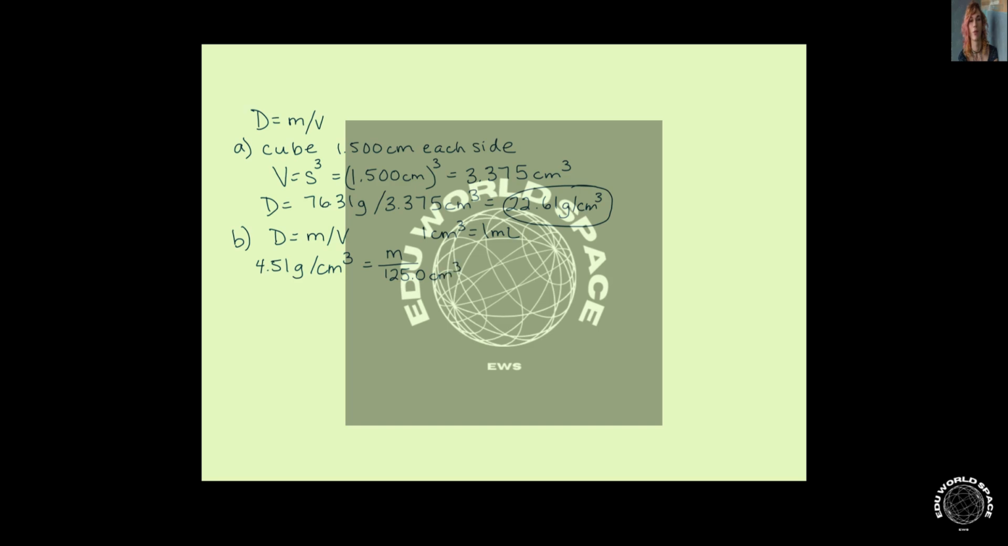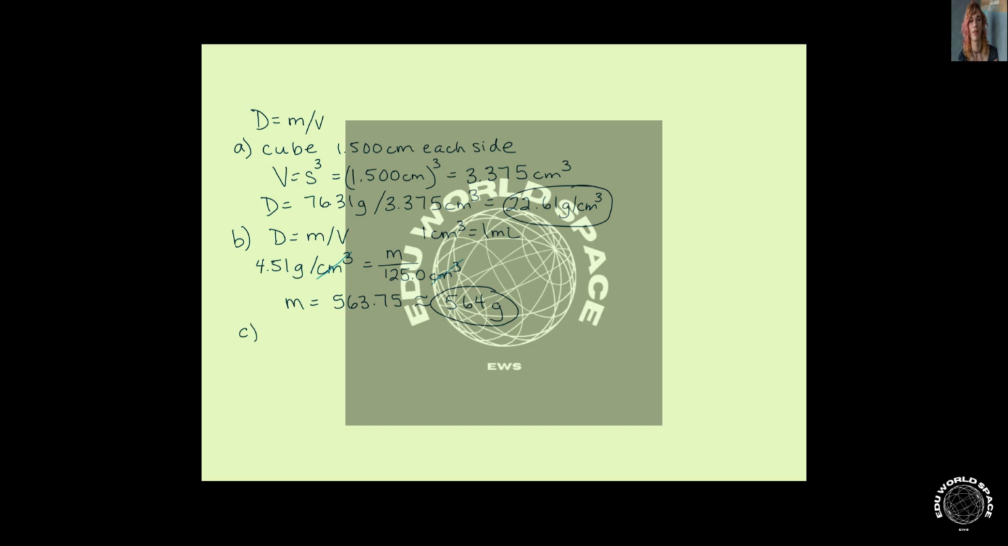We can cross multiply and solve for our mass, which is 563.75, and if we're rounding for significant digits, that would give us 564 grams. Notice that our centimeters cubed are going to cancel, and we're just left with the unit of grams.